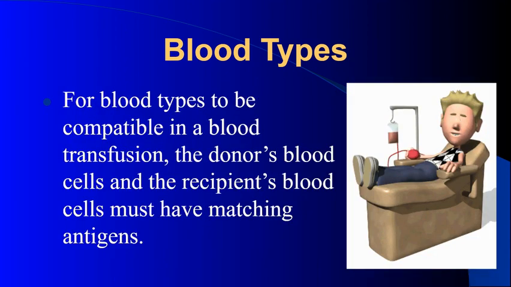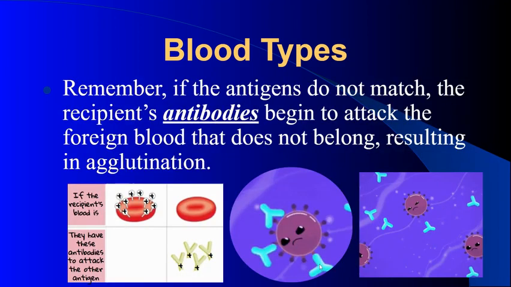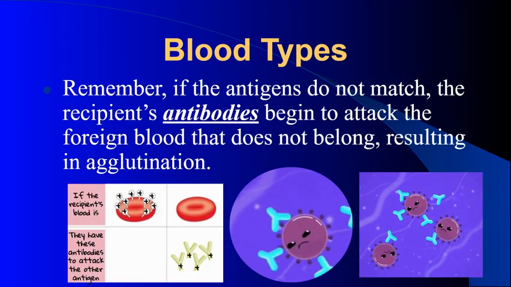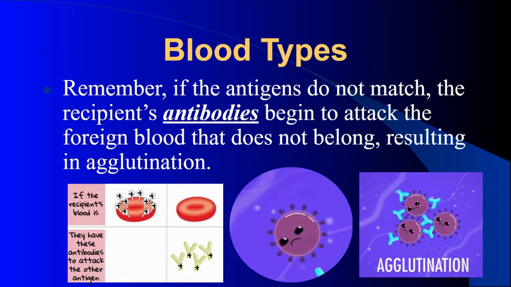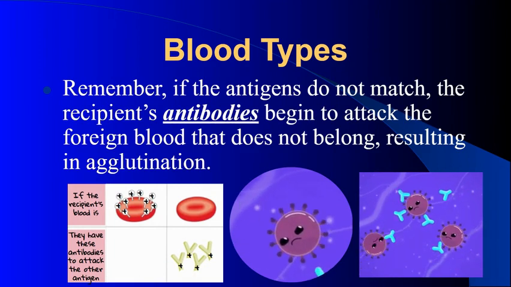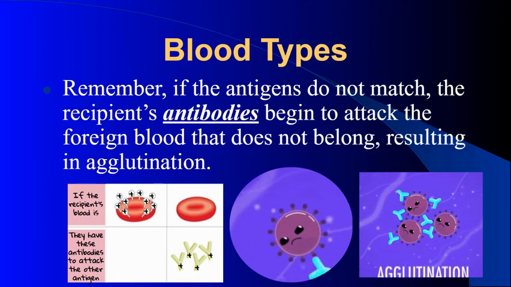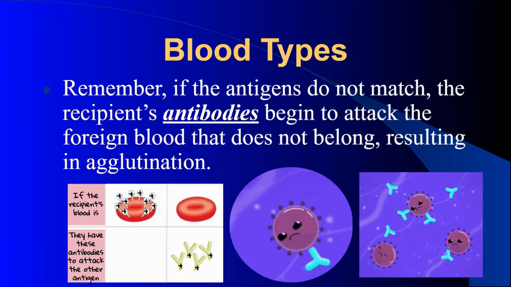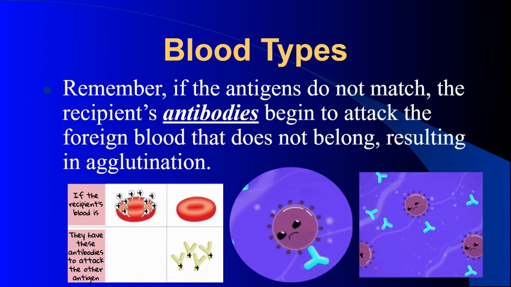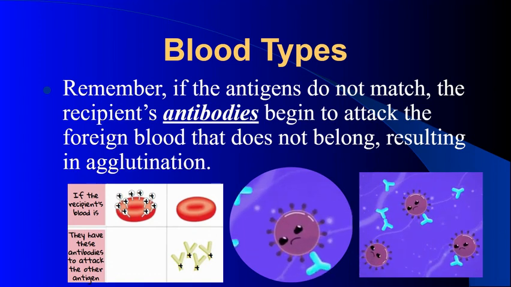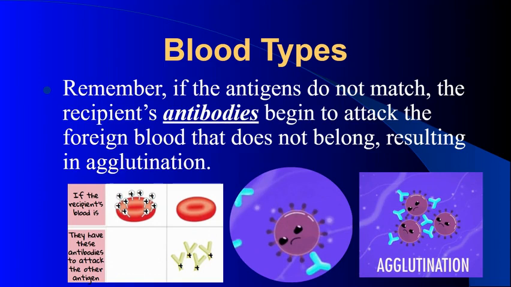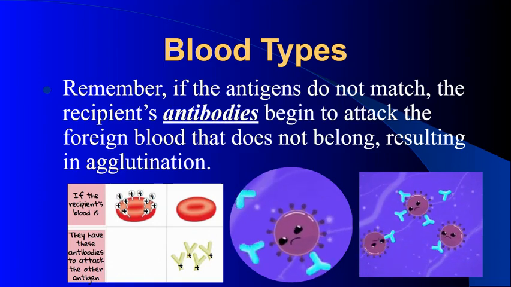For blood types to be compatible in a blood transfusion, remember the donor's blood cells and the recipient's blood cells must have matching antigens. Remember, if the antigens do not match, the recipient's antibodies begin to attack the foreign blood that does not belong, resulting in agglutination. So if the recipient is Rh positive, they've got those antigens on their surface, they have no antibodies to fight off anything, which means they could accept any blood in terms of the Rh factor. If a person has no Rh antigens, they are Rh negative, that means their antibodies will be positive and they will fight off any type of positive blood they are given.